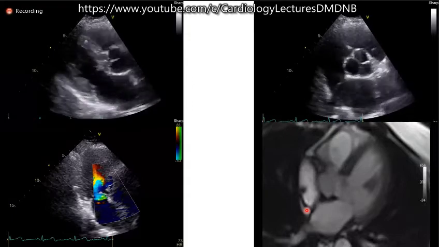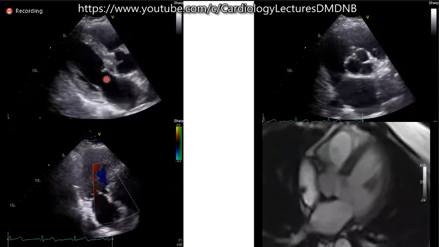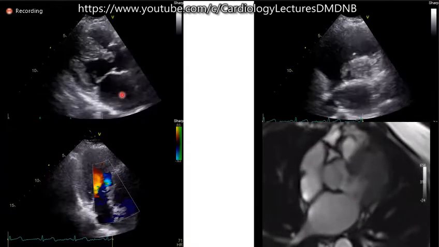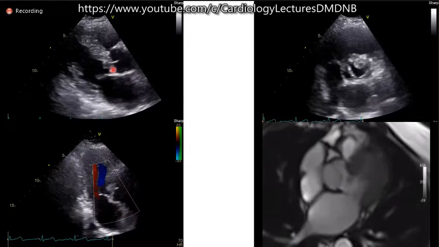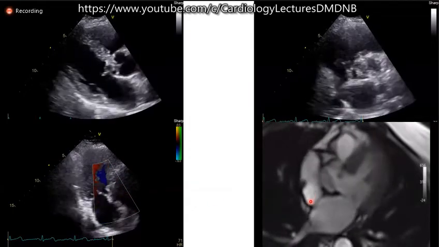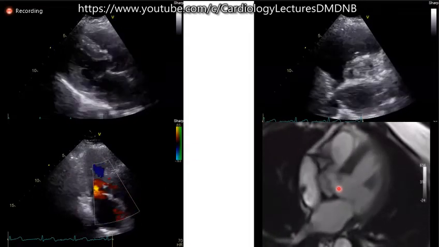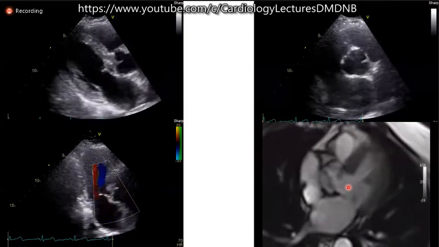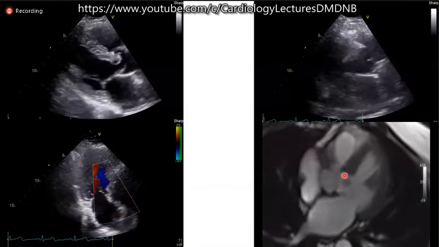So this is also a diagnosed case of papillary fibroelastoma, where it is seen on the ventricular side of the aortic valve. You can see it very clearly here. This is the tumor mass.